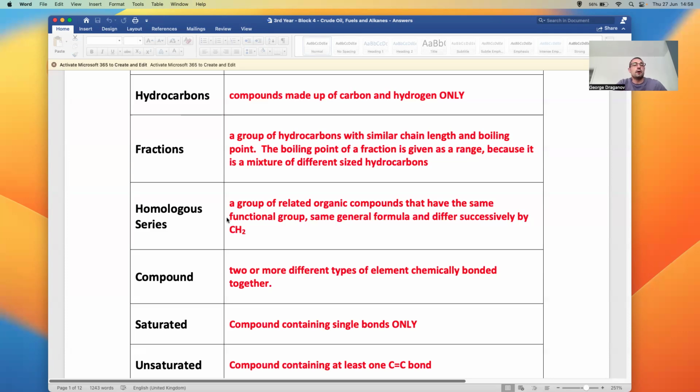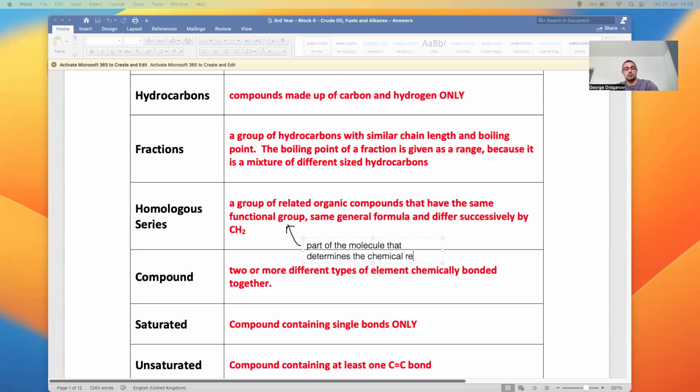So a homologous series is defined as having the same functional group. Again, you have not yet done what a functional group is. You will see it over and over again. But for now, I'm just going to say it is the part of the molecule that determines the chemical reactivity or behavior. That is what the functional group does. It's like the most important part of the hydrocarbon, or the compound. It's the bit that essentially means you're classified as a particular family. Okay, so think of it like your surname.